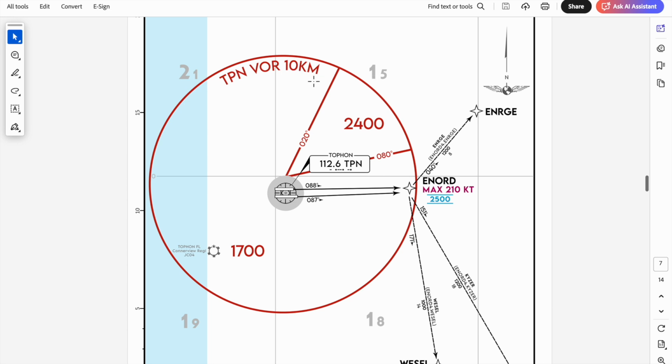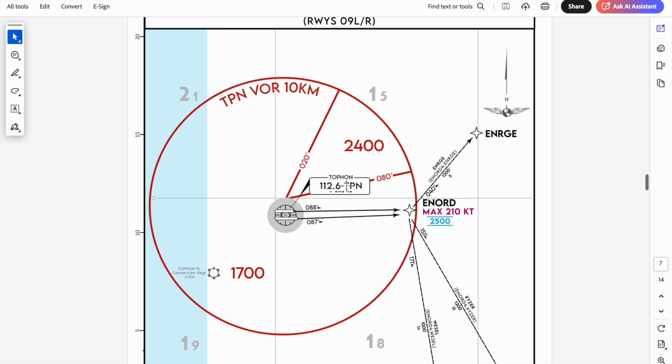The first thing you'll notice on the actual chart here is an orange circle extending around the airport at a radius of 10 kilometers, and it's labeled Tofan VOR. VOR stands for Very High Frequency Omnidirectional Range, which is a fancy way of saying radio navigation. We don't simulate this in FlightLine at the minute, but in real life, you could tune this frequency, 112.6, and using your VOR receiver, you could see what your position is in relation to the airport.